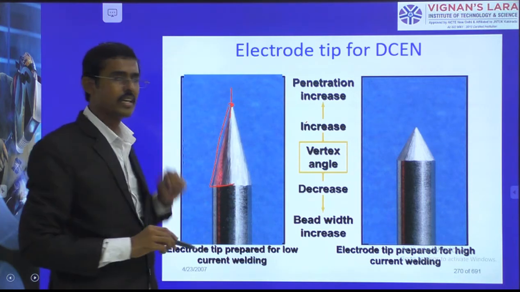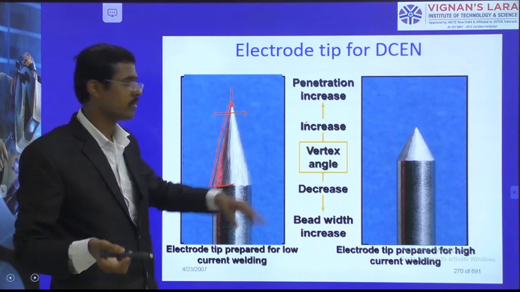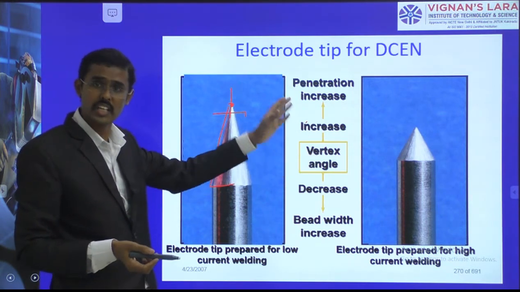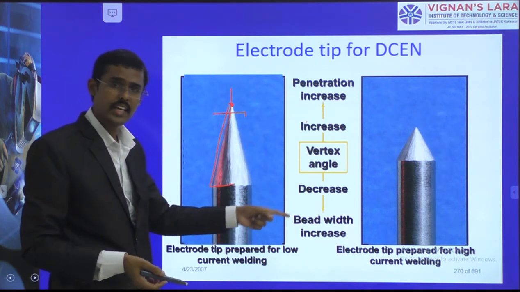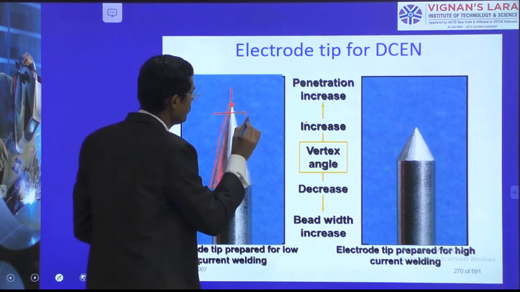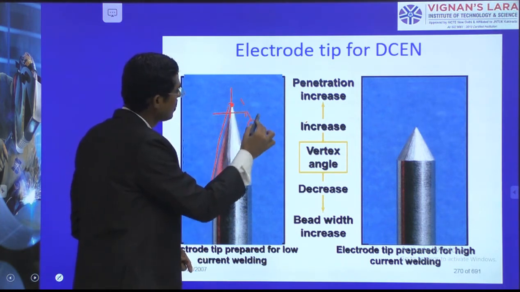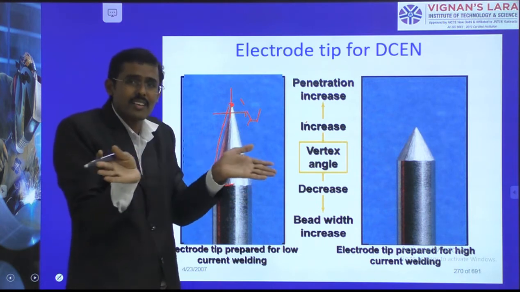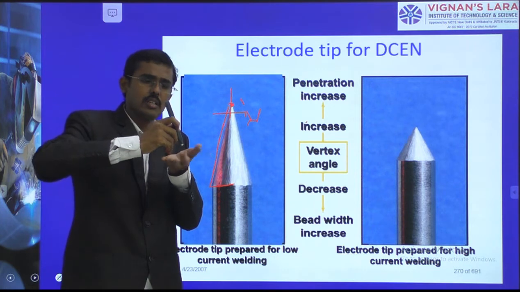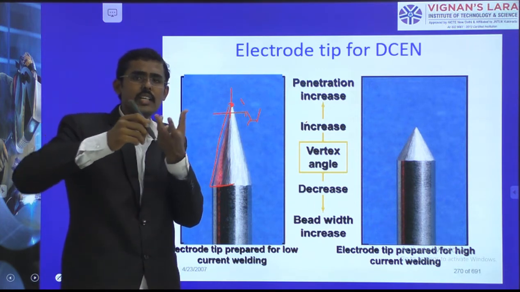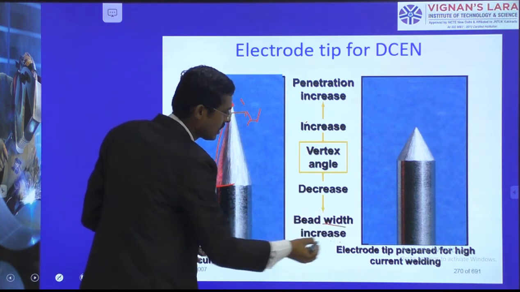But there is a problem here. More heat means the tip will break down. Therefore, that is another problem. But if the vertex angle is sharp or increased, good penetration will be achieved. When the vertex angle is decreased, what happens? Then the weld pool will form broader and wider, so the width will increase. A sharp point gives pinpoint penetration. A broad point, a wider point, increases the welding width. So the bead width is increased here.